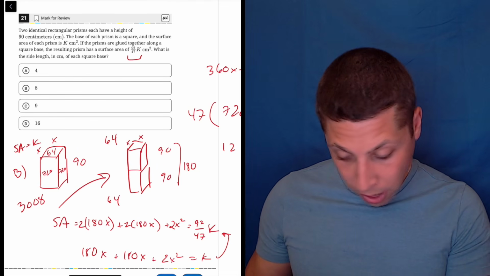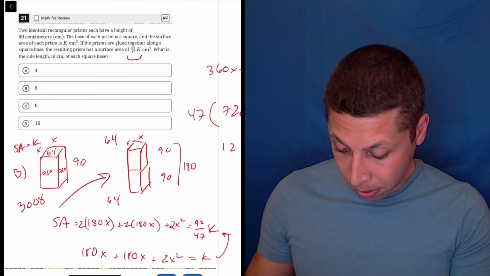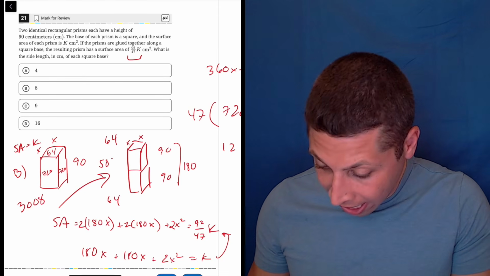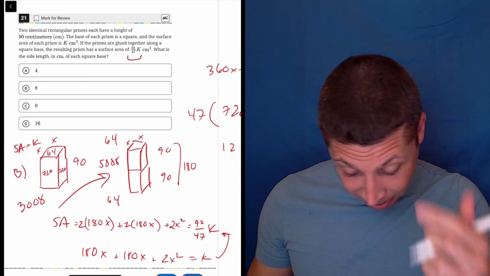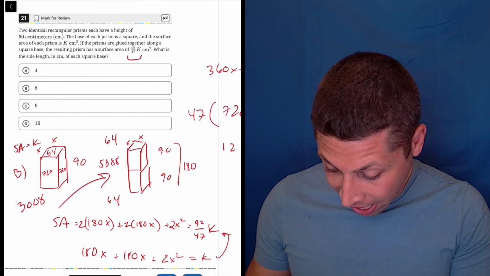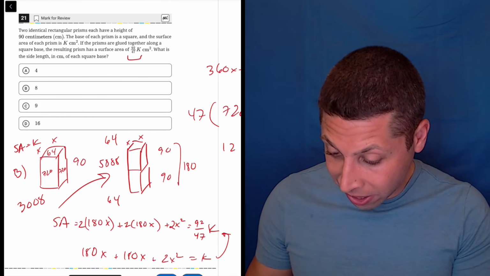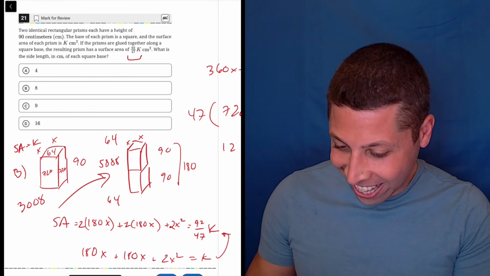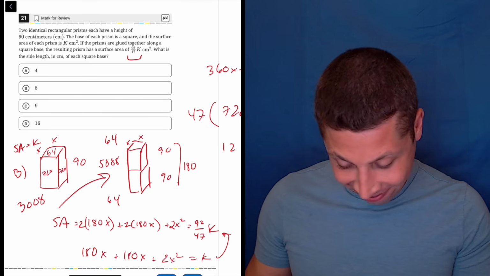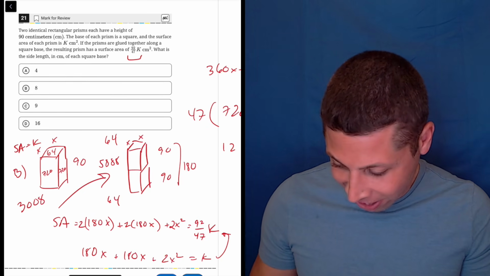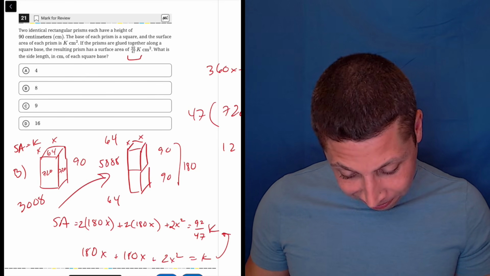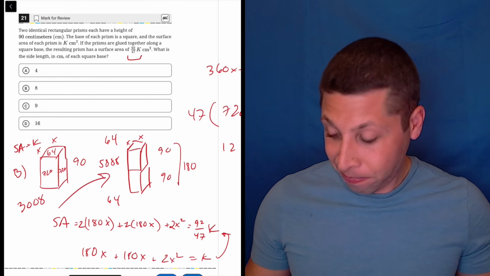So 720 now times 8 plus 64 is 5888, right? And so 92 divided by 47 times 5888 is, lost it. It's a big number. Something's wrong here. All right, so time's up.